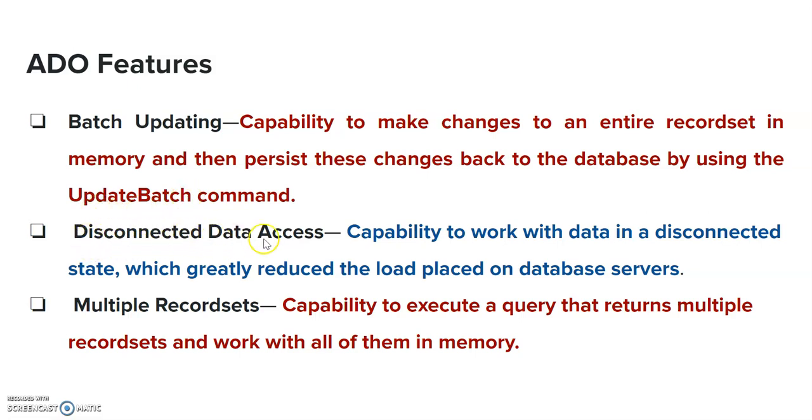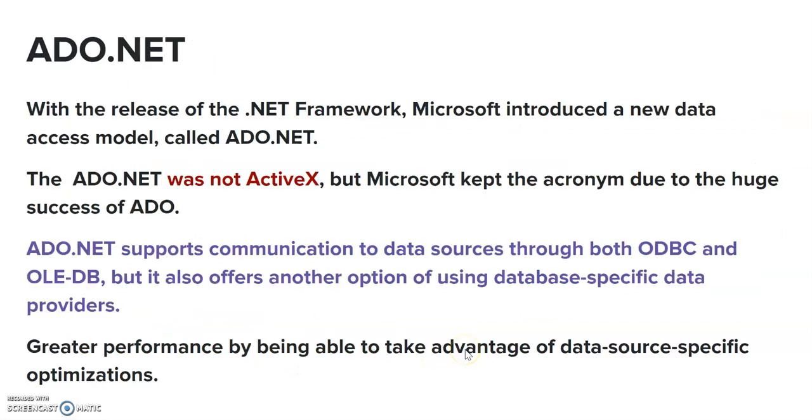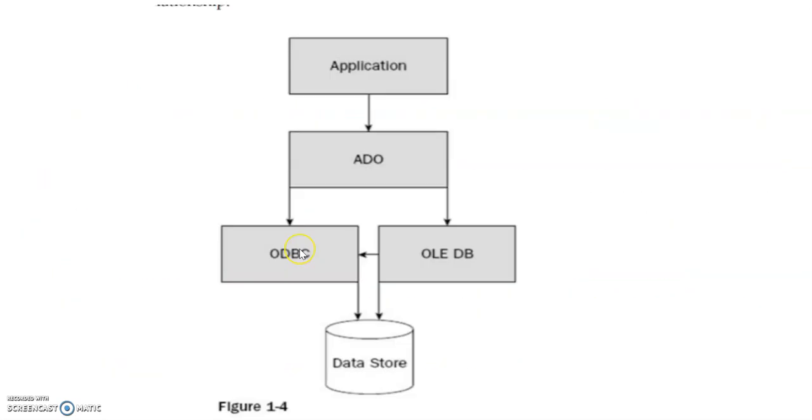Second feature, disconnected data access. It has the capability to work with data which is not connected, which is in a disconnected state. That is possible with the help of this ADO. Third one is multiple record sets. We can execute multiple queries and it will return multiple record sets. We can write a query in such a way that it returns multiple record sets, and all these will be kept in memory. So this is about the ADO features.